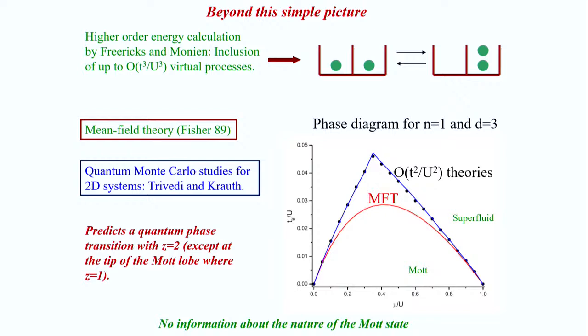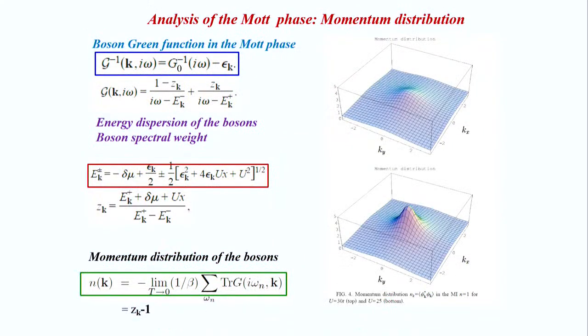But this is one of the exponents which characterizes a quantum critical point. However, in any of this or all of these calculations, it's very hard to get information about the Mott phase, at least analytical understanding. So, this is something that we worked on at some point.